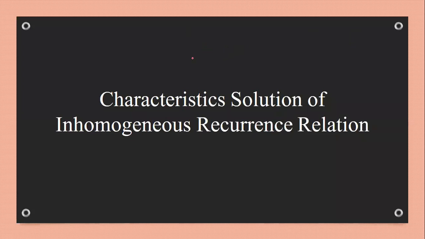Now the next and final topic is characteristic solution of inhomogeneous recurrence relation. Actually, it comprises both topics, that is characteristic roots, and along with that we have the other topic which is solution of inhomogeneous recurrence relation. Also, inhomogeneous recurrence relation is also known by the name non-homogeneous recurrence relation.